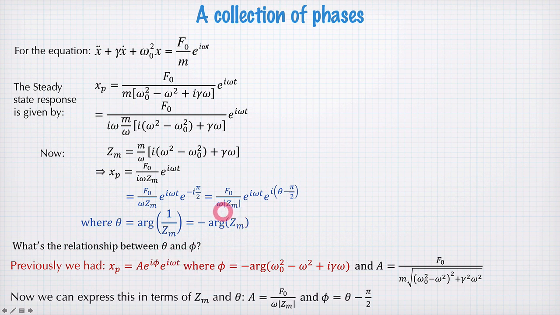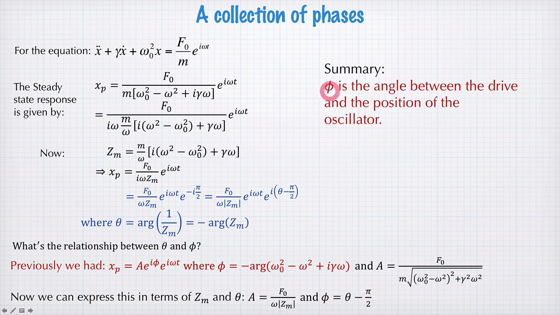Well, we look at this expression here for xp, and what we see is that xp is equal to some real valued number here, so that must be a. So a is f naught on omega, the absolute value of Zm. And the angle here between xp and the drive is e to the I theta minus pi on 2. So phi must be equal to theta minus pi on 2. So we can write phi in terms of theta and vice versa.